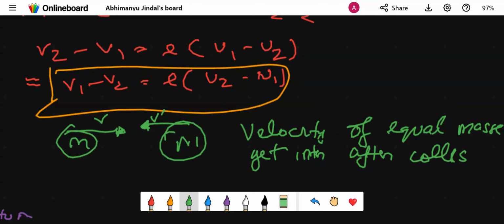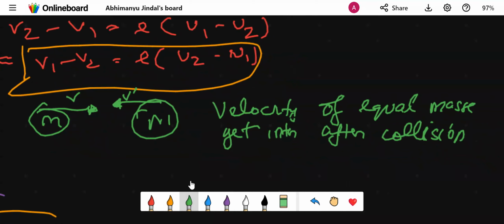After collision, the velocities get interchanged. So here, this is mass m as well. This is mass m too. Now when the collision happens, this is the after collision case. This is going to move with v dash. So the velocities get interchanged.